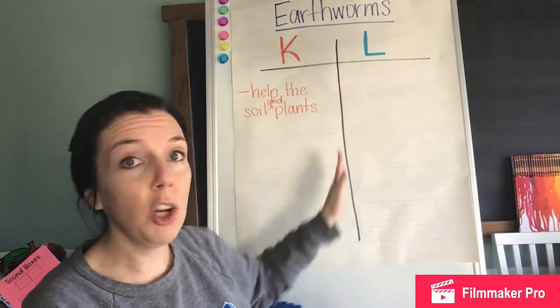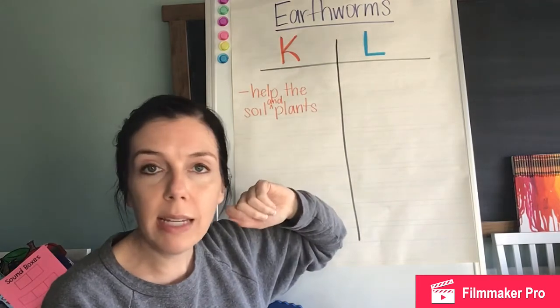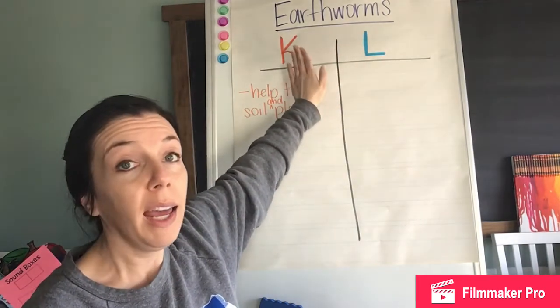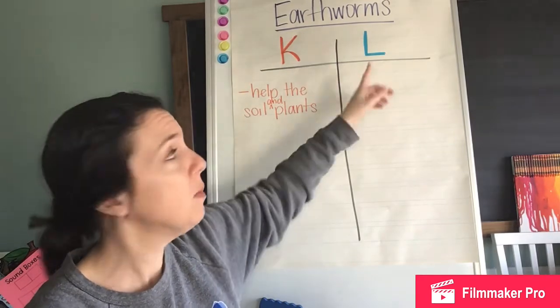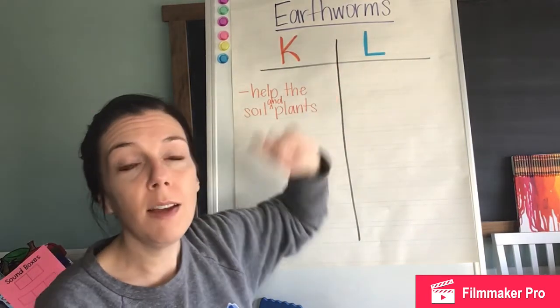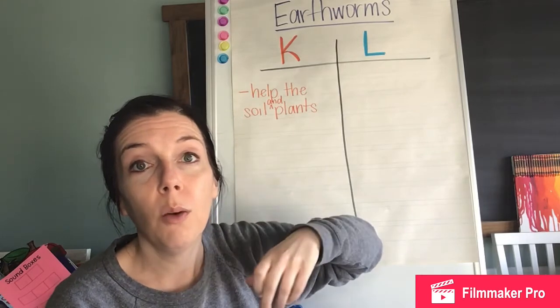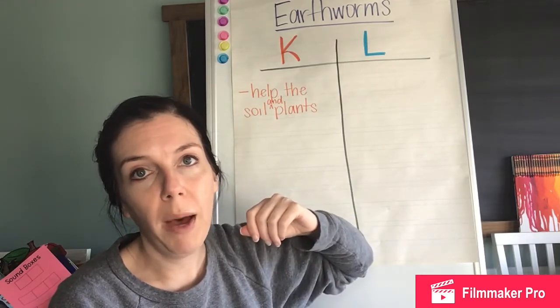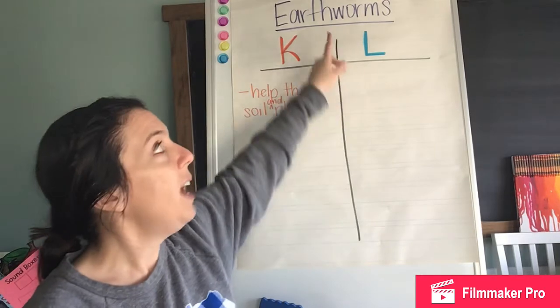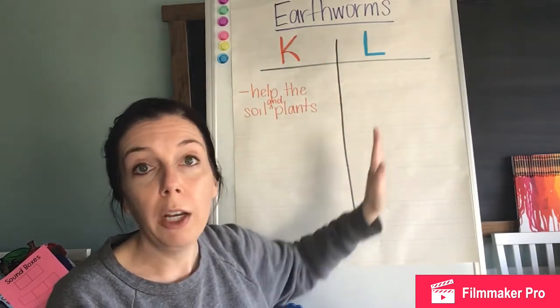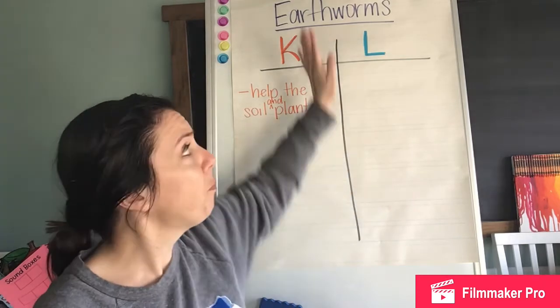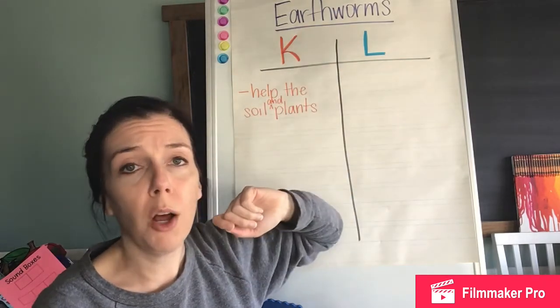We call it a T chart because it looks like a lowercase t. On one side, you're going to write a K, and that stands for know, like what I already know about earthworms. Then you're going to write an L on the other side. That's what you learn from reading our book about earthworms. Once you do that, don't forget to write a title at the top, so you know what you're jotting notes down about. Go ahead and write worms or earthworms up at the top.